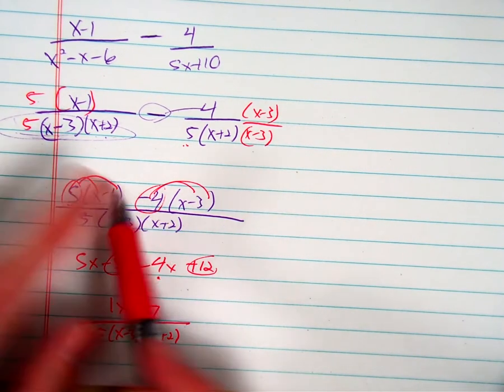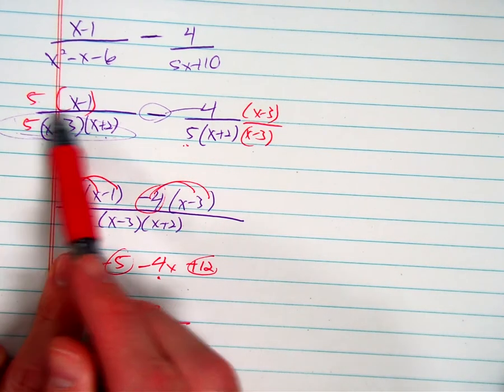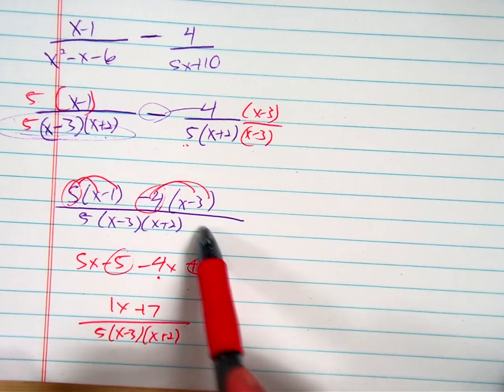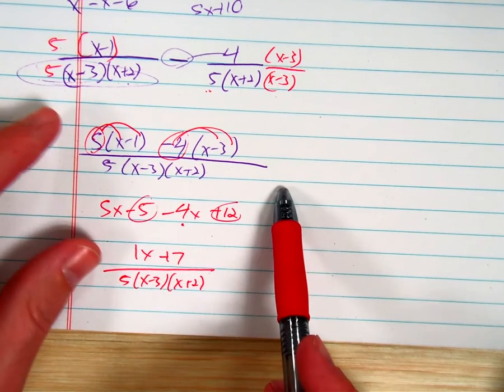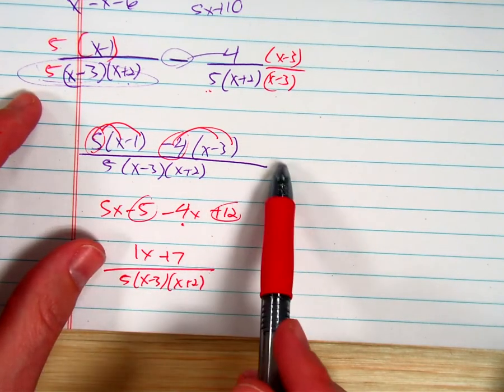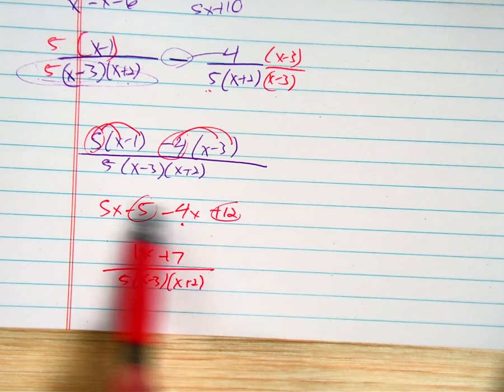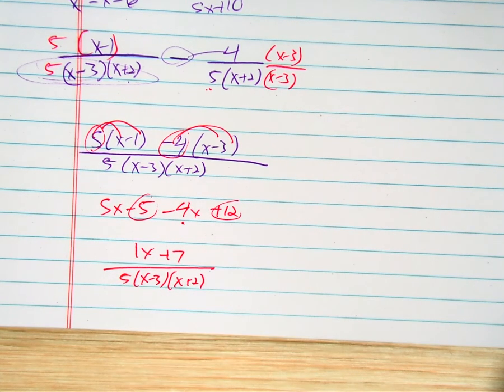So now I can add them together, or subtract them in this case. 5, x minus 1, minus 4 times x minus 3. Put them together as one fraction. Now I have to multiply those out to simplify. Okay, combine, and there we are.